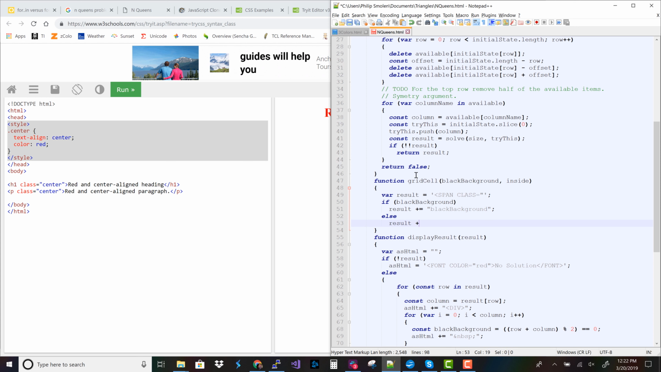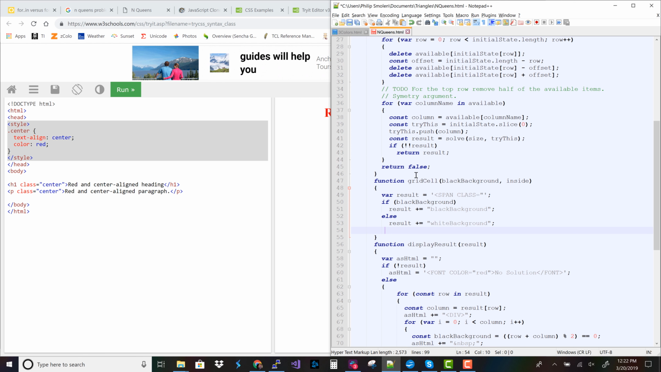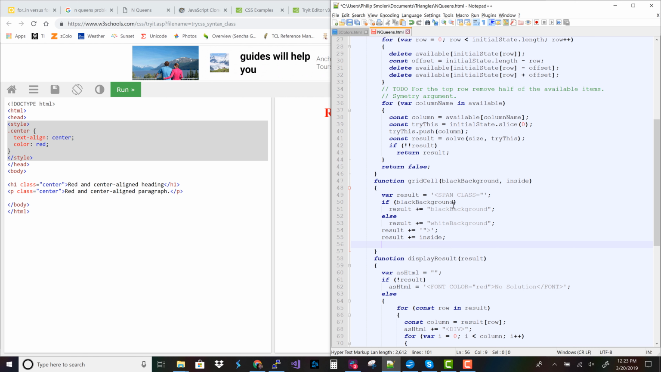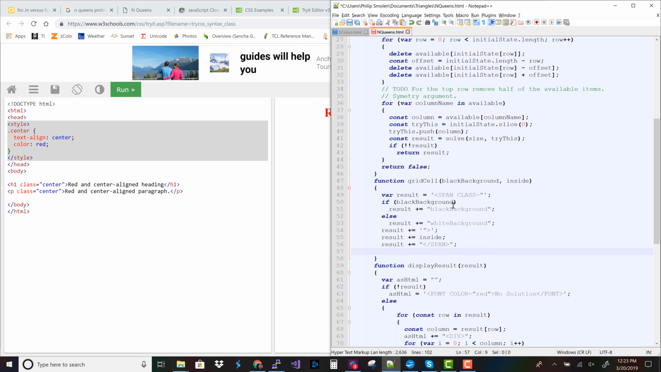Else, result plus equals white background. Result, so we have span class equals on the right class, close quote, close that tag. Then let's add the inside part. Span. Again, if I had done this by hand like I did for the rest of it, I could just copy and paste now. But I think that's right. So this will just set the color of a cell.